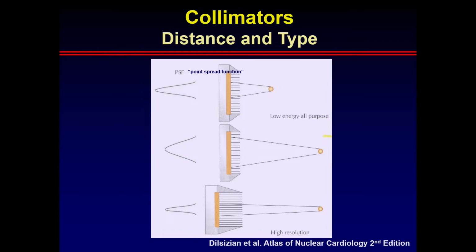And you can also see that if you go from a more sensitive collimator to a high resolution collimator, even though the point source may be further out, look what happens to the point spread function at the bottom. I mean, it's still relatively narrow. So again, we can offset some of this distance issue in terms of resolution by having better collimation. But again, you're sacrificing counts when you do that. All right.